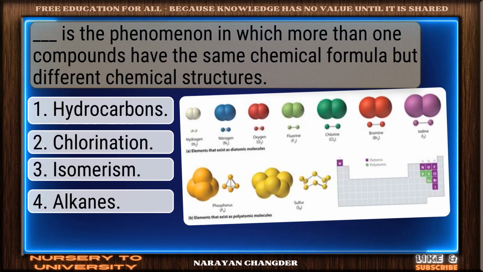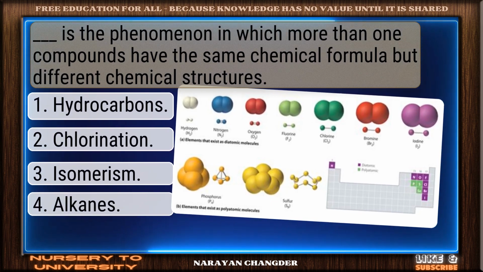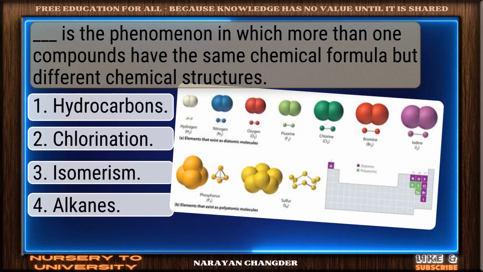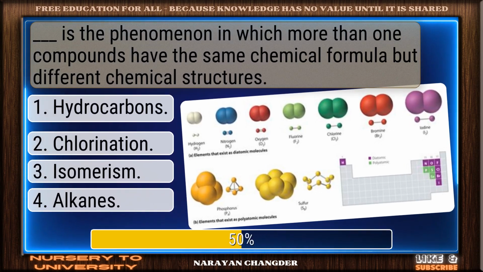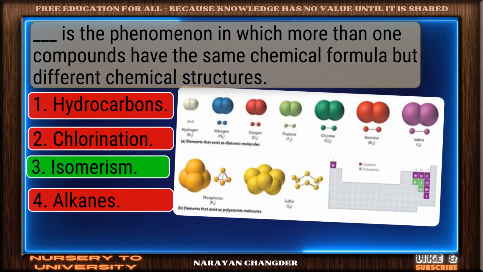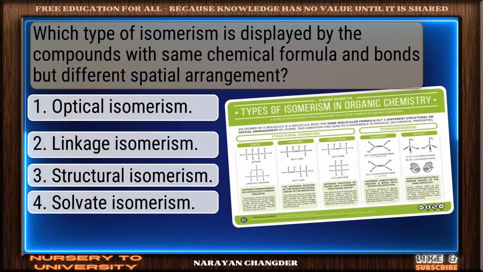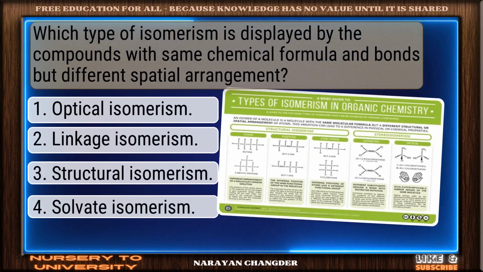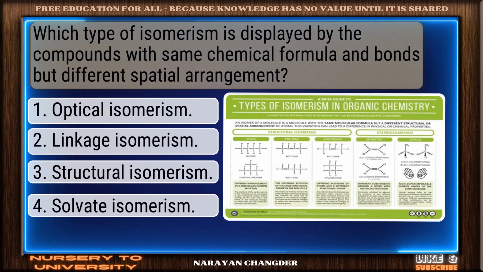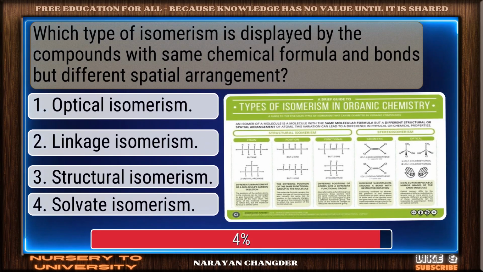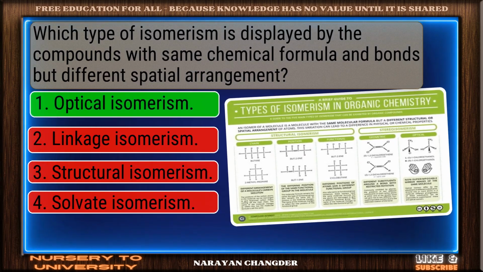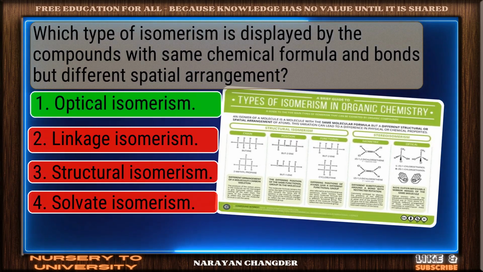Dash is the phenomenon in which more than one compound have the same chemical formula but different chemical structures. Excellent. Isomerism is a brilliant choice. Which type of isomerism is displayed by the compounds with same chemical formula and bonds but different spatial arrangement? You chose optical isomerism, and it is correct.